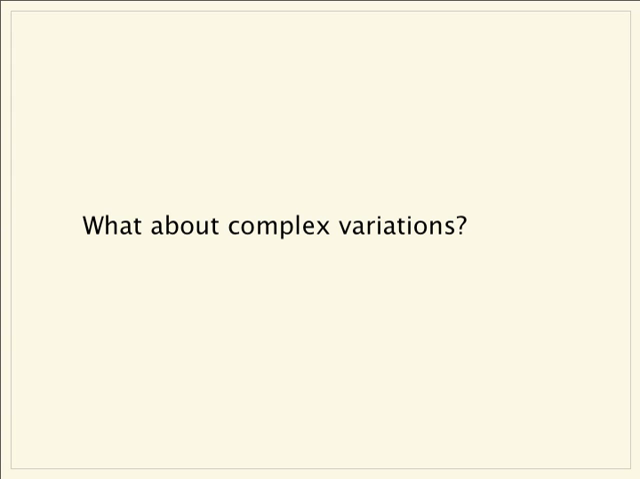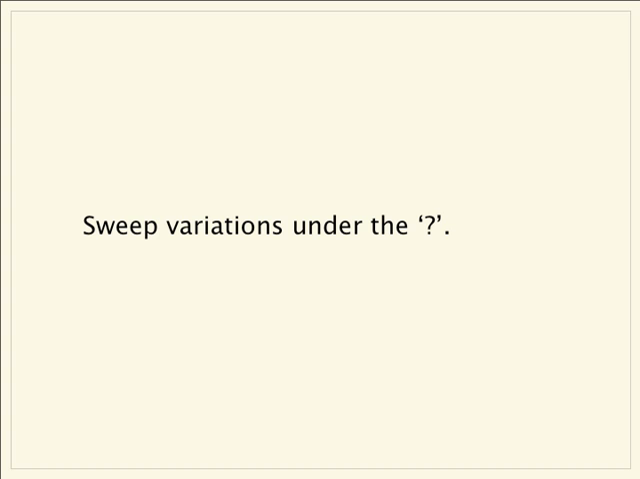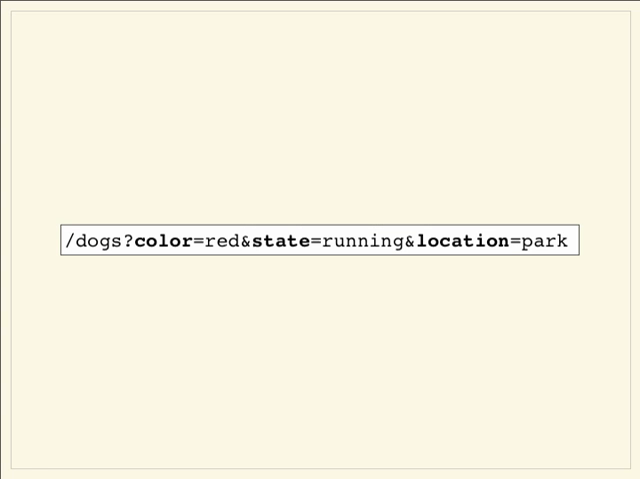Oftentimes we hear people say, well, my API is unique and it's much more complex than that. And that oftentimes is true. But as a design philosophy, we recommend folks sweep that complexity away to keep the base URL simple. And HTTP gives us a way to do that with the question mark. So we can sweep all these interesting variations behind the question mark.